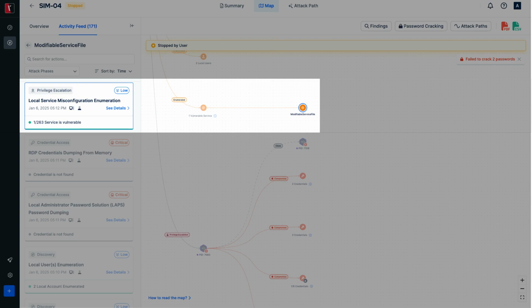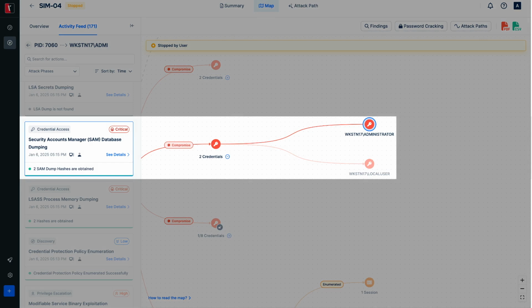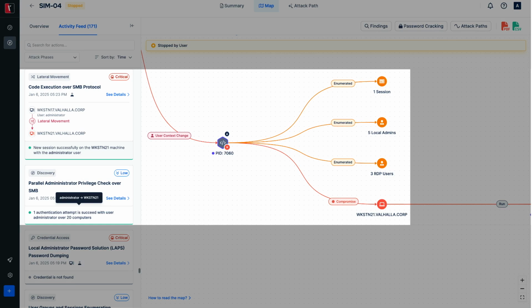With the elevated privileges, Picus APV was able to dump NT hash values from Workstation 17. Using the Security Accounts Manager database dumping techniques, Picus APV obtained the NT hash value of the administrator account. This action was critical for the following steps to be successful. Using the previously obtained administrator credentials, Picus APV employed the parallel administrator privilege check over SMB action and found that there is a local administrator user on the Workstation 21 system. Due to reused accounts, Picus APV was able to move laterally from Workstation 17 to Workstation 21 using the code execution over SMB protocol technique.